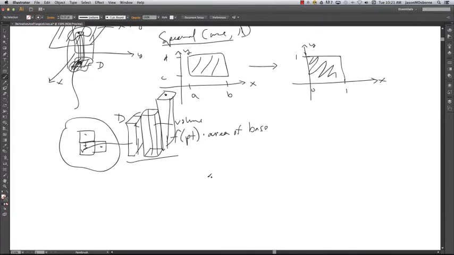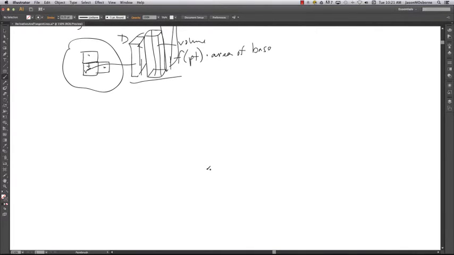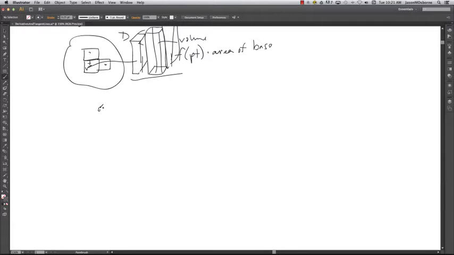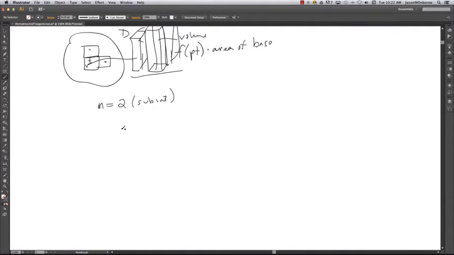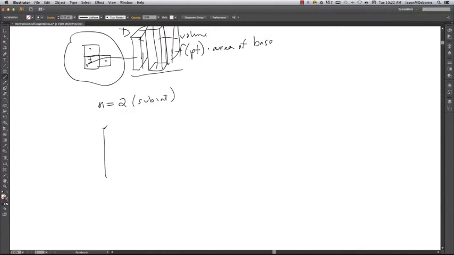So let's do a quick example, a special case. If you choose N equal to 2 regions, these are your subintervals, that means we want to grid up the interval 0 to 1 in both directions. You have two directions, so you have to grid it up in both directions. That means we want to split this problem up into 1/2, 1/2. And so you'll have 4 little grids here.